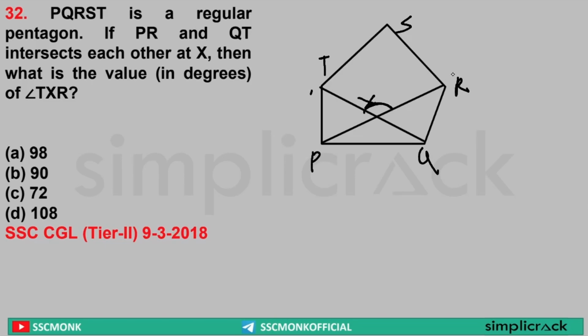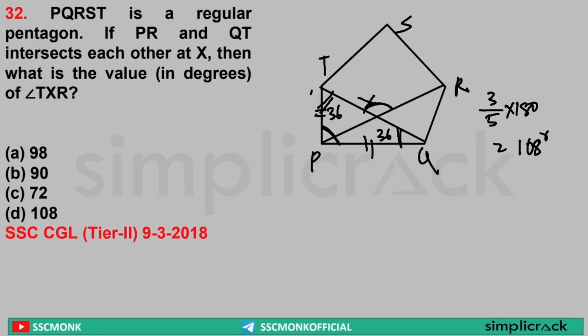Clear? Now see, if this is a pentagon, each interior angle is equal to (n minus 2), that is 5 minus 2, by n. Directly we'll write (5 minus 2) by 5, so 3 by 5 into 180, that is equal to 108 degree. So each interior angle is 108 degree. Now in PQT, PQ is equal to PT. So this angle is equal to this angle. Now we know that this total angle is equal to 108 degree. That means these two angles are 36, 36, because that's how the total will be 180 degree.